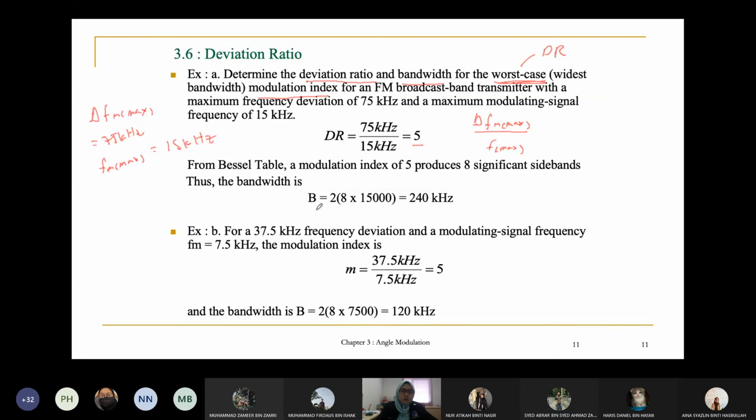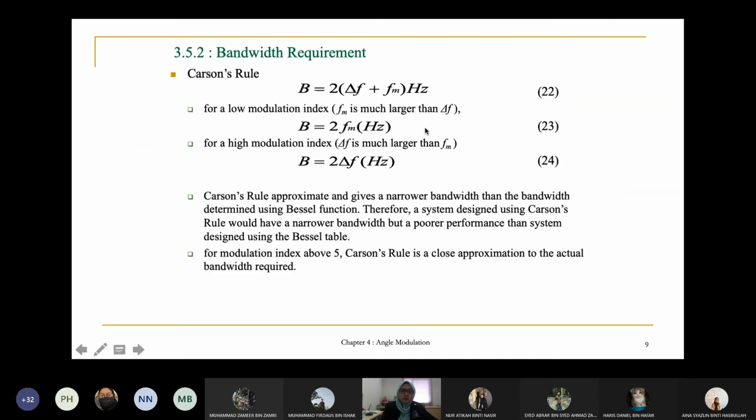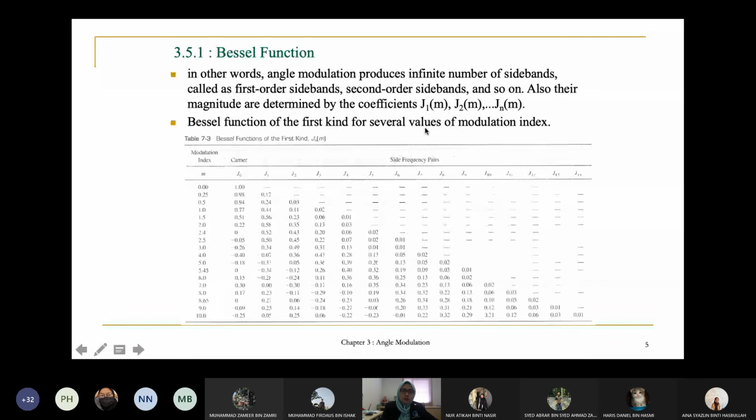To calculate the bandwidth using the Bessel table, it is B equals 2N multiplied by Fm. So now you need to determine the number of sidebands. Your modulation index is 5, so you need to refer to the Bessel table. This is your Bessel table, and look at here.